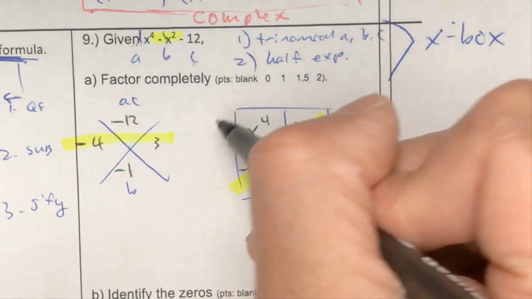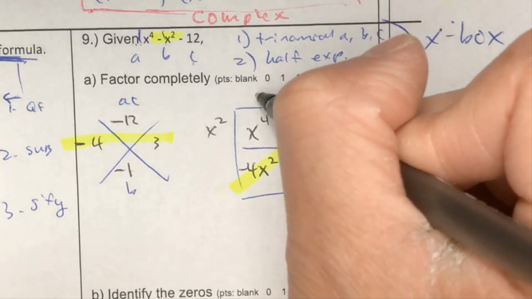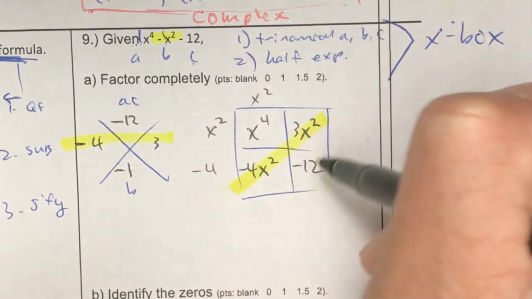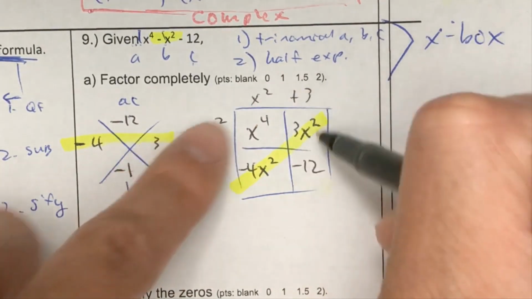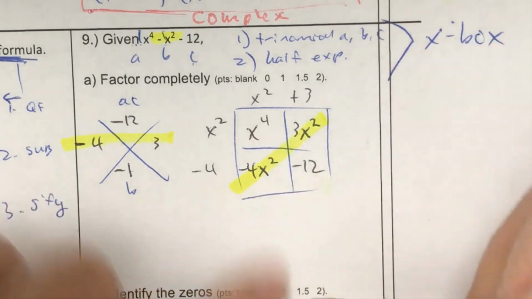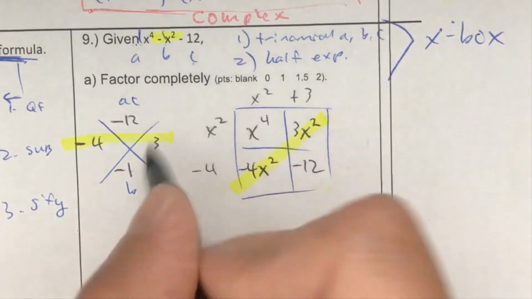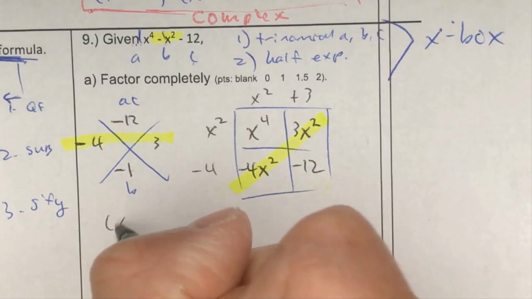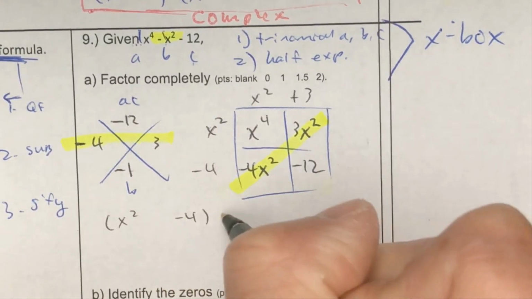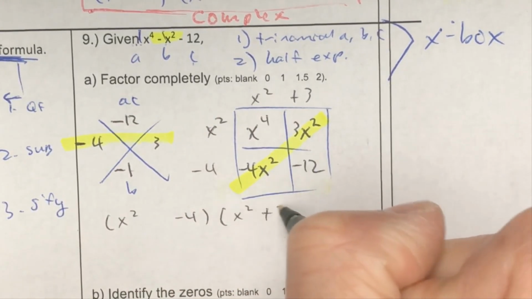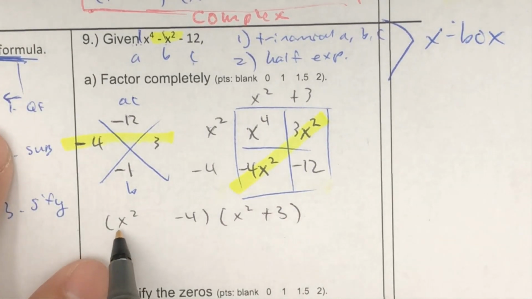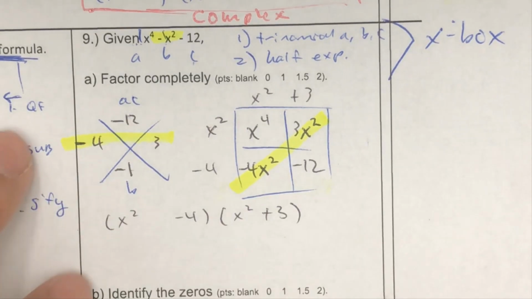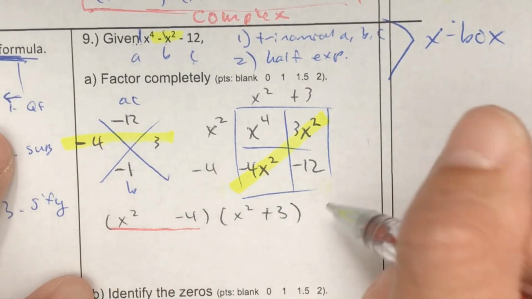Just take out your greatest common factor, x squared - 4, and then + 3. And then double check by multiplying, and that works. So to factor completely, I have x squared - 4 and x squared + 3. But here, if you would recognize, you have to factor that one again.